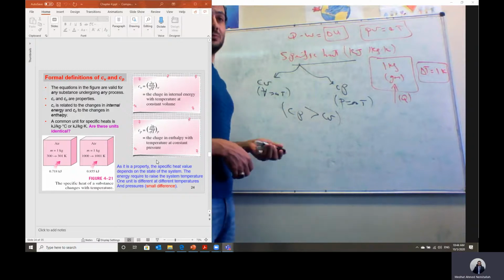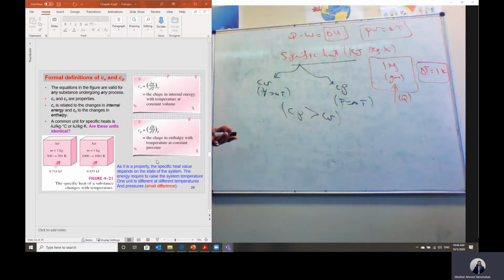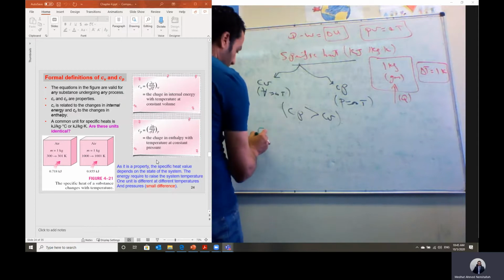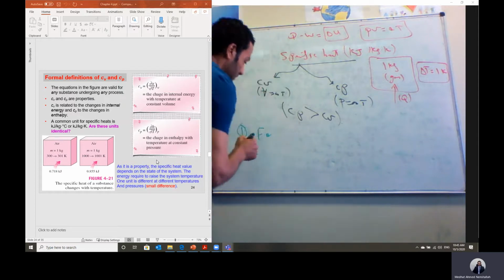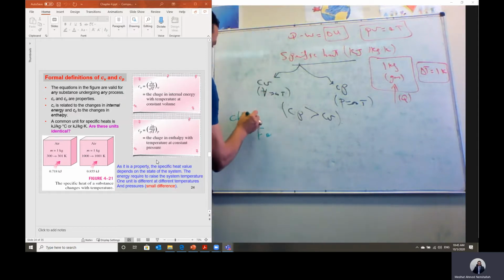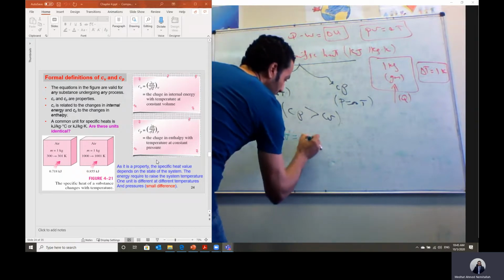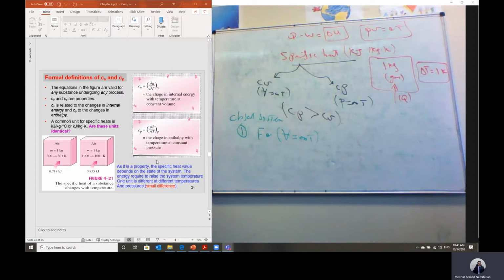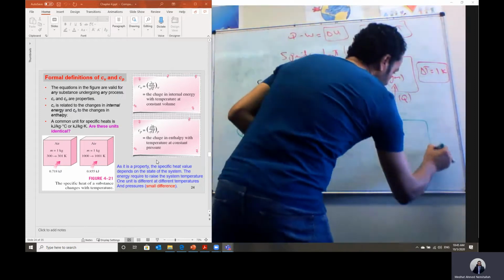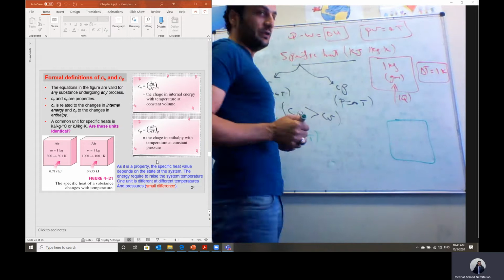Okay? Let's see how we can calculate this specific heat at constant pressure and the specific heat at constant volume, and how we can relate the specific heat to the change of internal energy and the change of enthalpy. So let's consider a closed system. First of all, we'll consider the case when we have a constant volume closed system. And let's say constant volume, that means we have a kind of rigid tank.